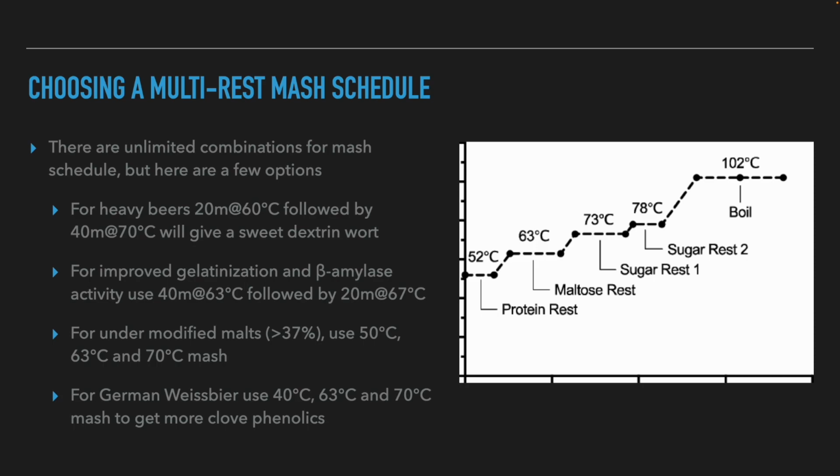For under-modified malts, if they are used for more than 37% of the grain bill, you can use 3 steps at 50, 60, and 70 degrees Celsius. If you're making a German Weissbier, use 40 degrees Celsius for a ferulic acid rest to create more clove phenols, followed by 2 saccharification rests of 63 and 70 degrees Celsius.